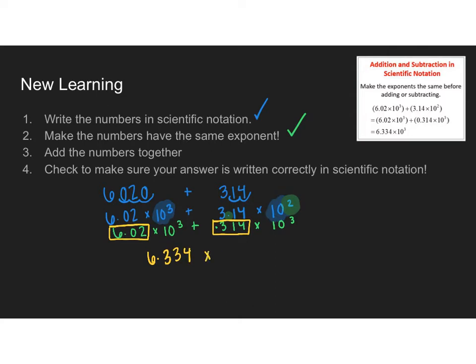6.334 times 10 to the, what is the number I had? Let's see, exponent 10 to the third. I added my numbers together. The last thing I want to do is check to make sure my answer is correctly written in scientific notation. Is this correctly written in scientific notation? Well, I have times 10 to the something, and my leading digit is between 1 and 10, so this is correct. This will be my final answer.